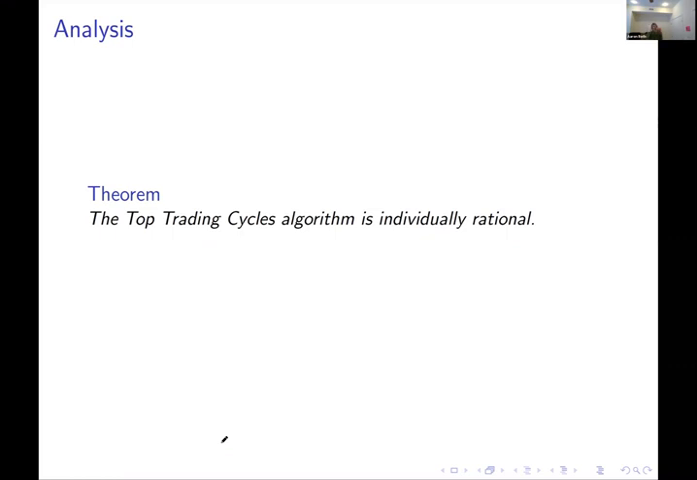And this one's easy. So I claim that the top trading cycles algorithm is individually rational. And just remember what that means. It just means that everybody leaves with a good that they like at least as well as the one they started with. Can anyone tell me why?